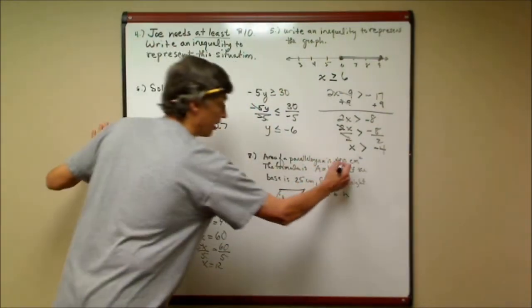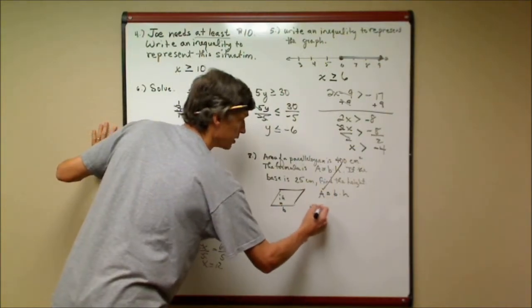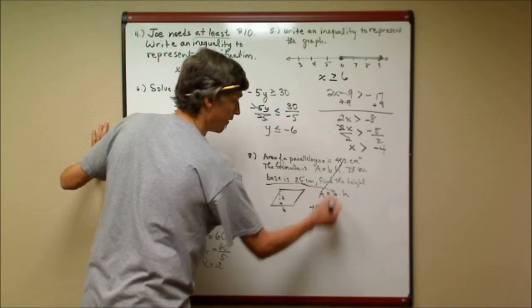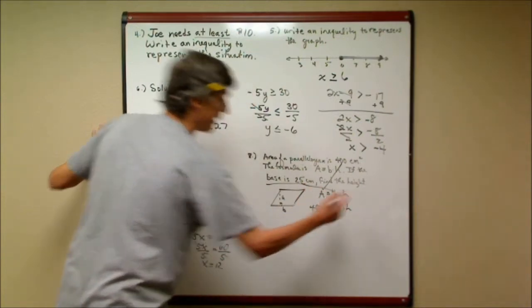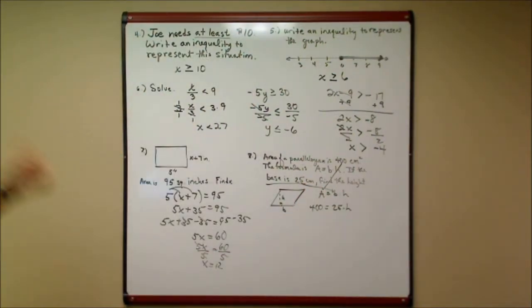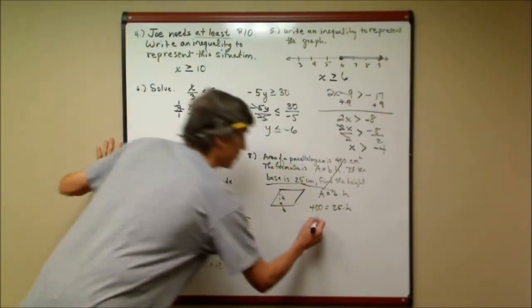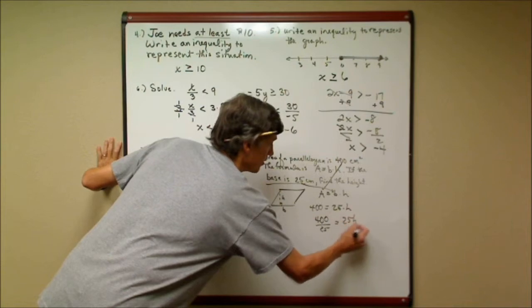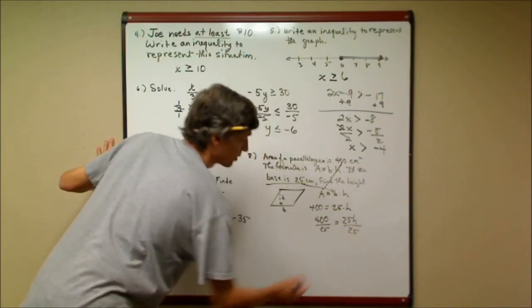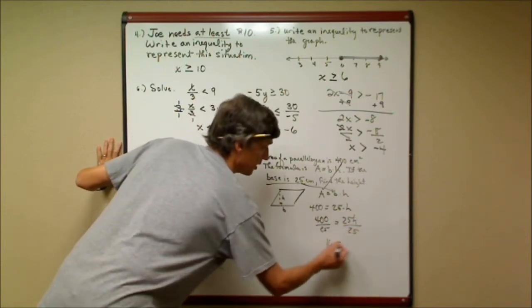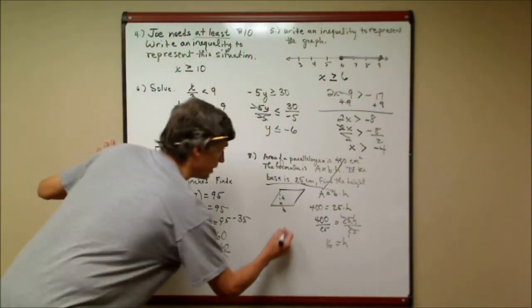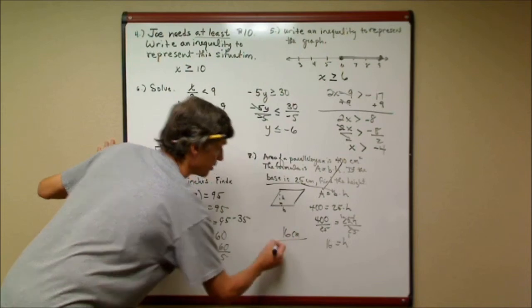Well, I know the area is 400. I know that the base is 25. And we're looking for the height. So I just substitute in what I know, and now I'm going to solve for what I don't know. I'm going to divide both sides by 25. And 25 goes into that, I believe, 16 times, and I have h equals 16. So the height would be 16 centimeters.